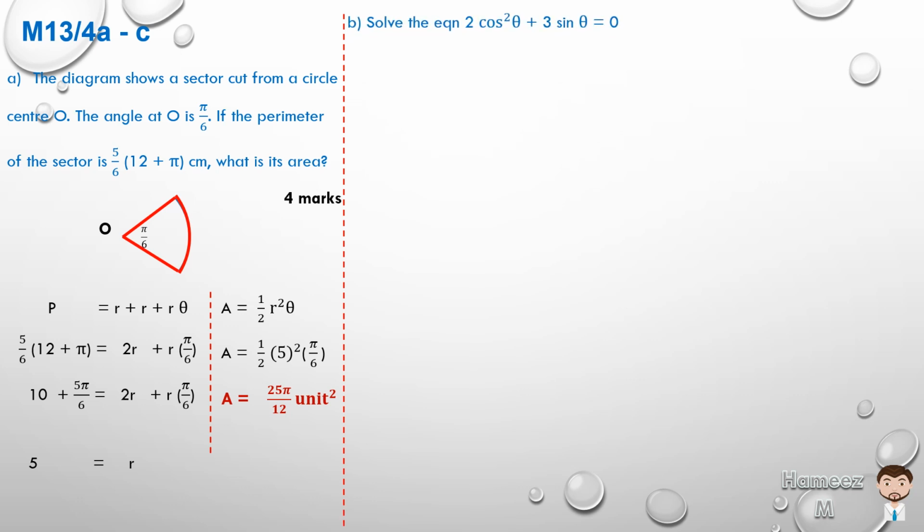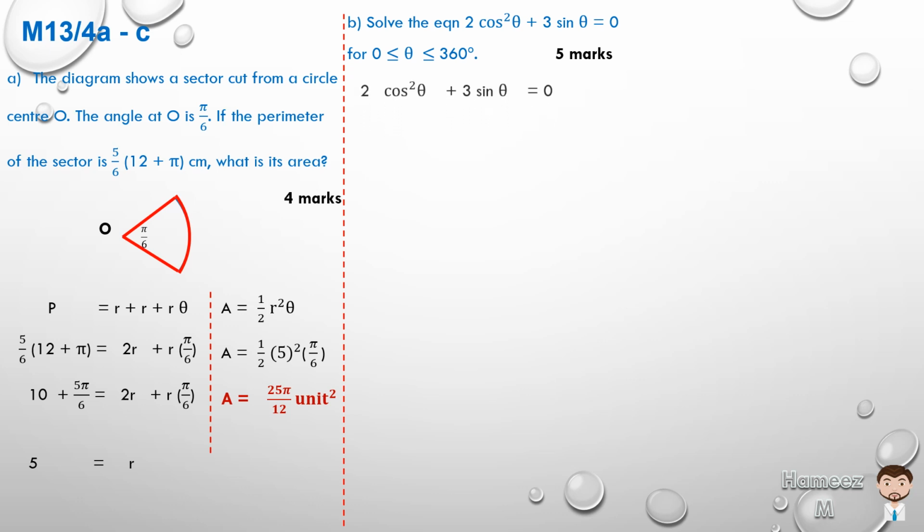Part B. Solve the equation 2 cos squared theta plus 3 sin theta is equal to 0, for 0 less than or equal to theta, which is less than or equal to 360 degrees. So for one revolution. So clearly this is a trigonometry question. Let's see if we can solve.